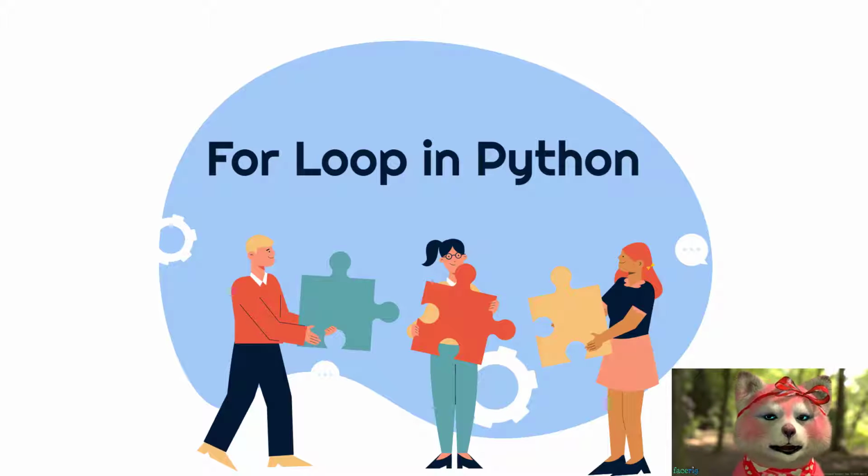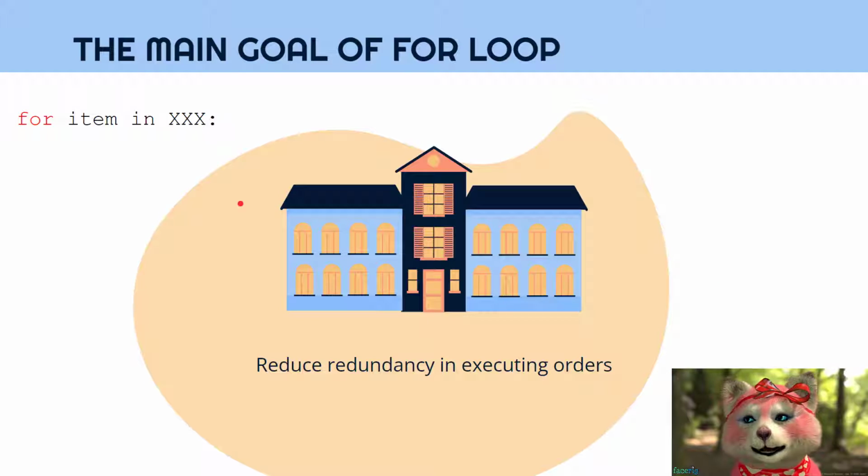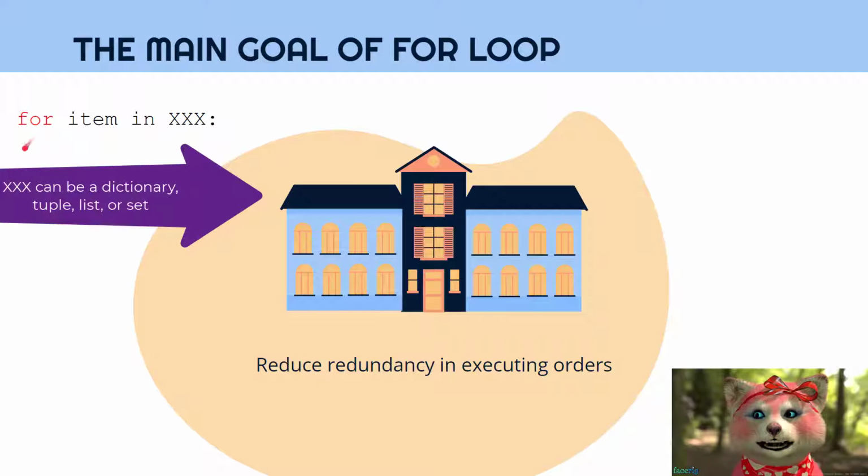In this video, I'm going to talk about for loop in Python. First, let me show you a sample expression of for loop in Python coding. So here we start with the word for, and we say for item in a variable. And that variable can be a list, dictionary, tuple, or set. So basically, we use for loop to go through each item inside that variable.